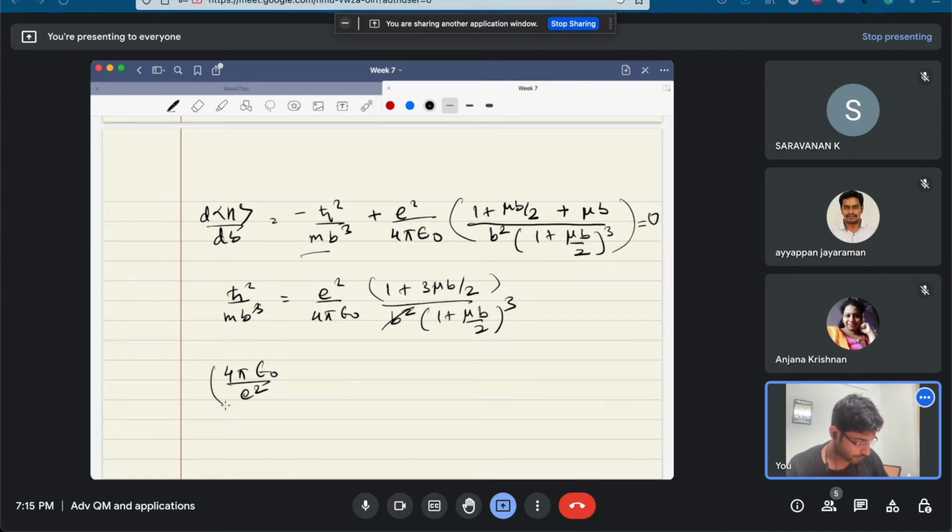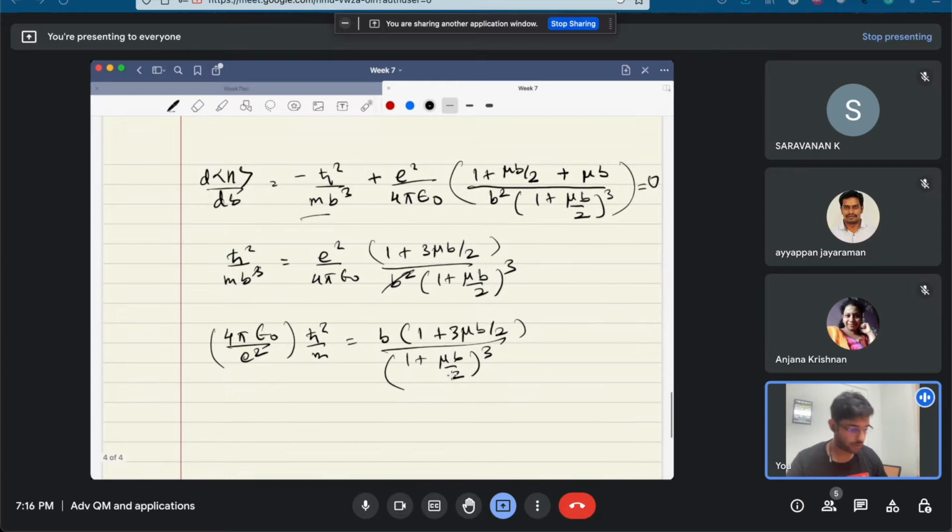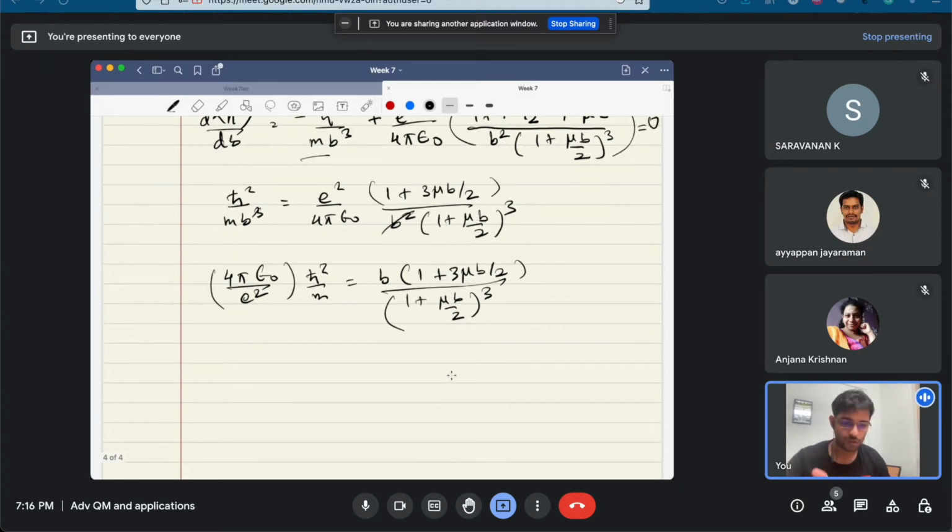So we have 4 pi epsilon naught by e square by m, and on the other side we have b plus mu b by 2, 1 plus mu b by 2 whole cube. So there is a 3. Now this is a bit of a complex equation to solve, right? So let's say this term is nothing but your a, so we have to solve this in terms of a.